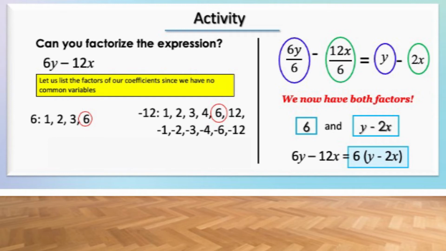Excellent! We can divide our expression 6y minus 12x by our highest common factor to get the other factor. 6y divided by 6 is equal to y, from which we will subtract 12x divided by 6, which is equal to 2x. We now have both factors, 6 and y minus 2x. We can now write our factors as 6 multiplied by y minus 2x. Well done.